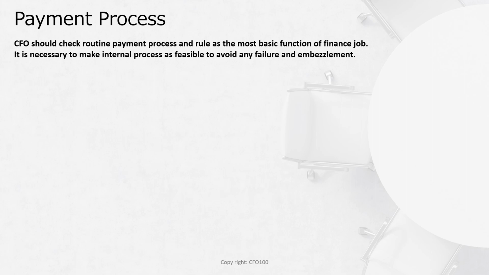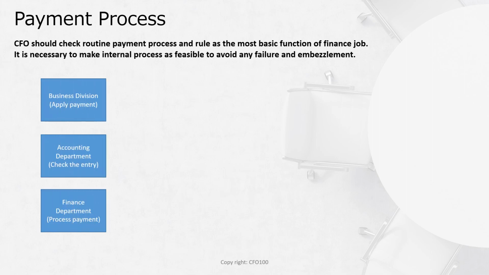If you look at the left side picture, you can see 3 steps in the payment process. In the beginning, the business division as an applicant applies for the payment request. Next, the accounting department checks the entry, and then lastly, the finance department proceeds with the payment process.